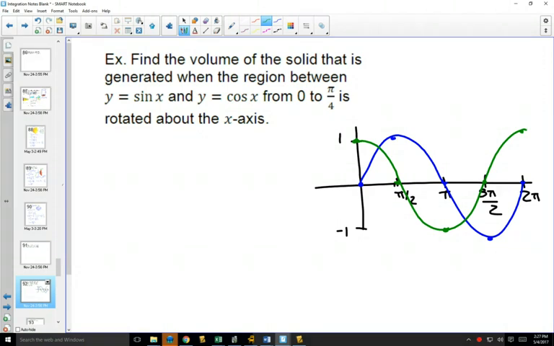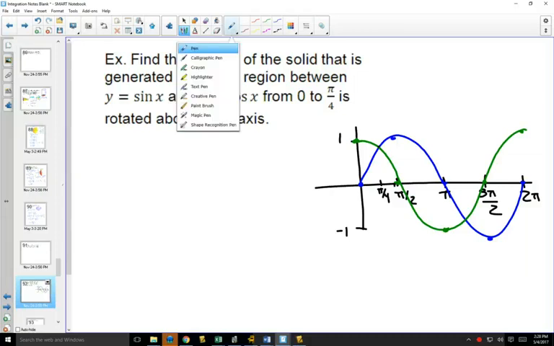These two graphs intersect right here at pi over 4. Because at pi over 4, sine of pi over 4 is root 2 over 2. Cos of pi over 4 is root 2 over 2. So now if we zoom in on this little bit and we say to ourselves, we want to find the volume between sine and cos.